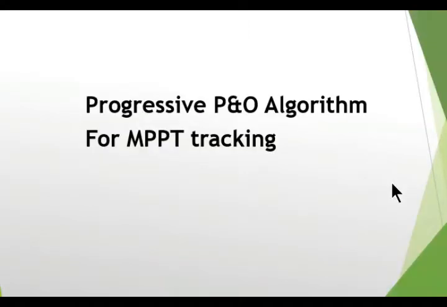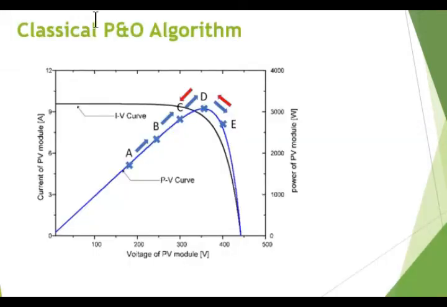Hello everyone. In this presentation we will be discussing the progressive perturb and observe algorithm for MPPT tracking to overcome the demerits of the classical approach. So first of all, let's discuss the classical perturb and observe algorithm. Here is the PV curve, the power-voltage curve of the PV module.